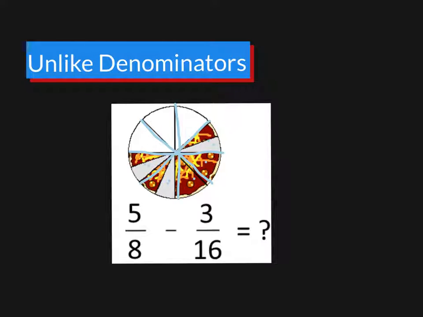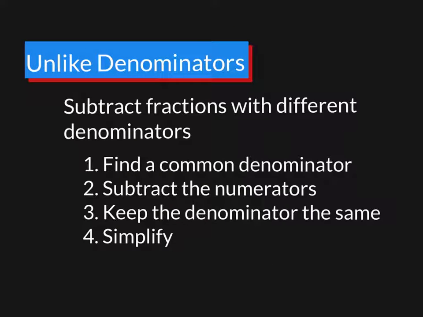Well, how can you subtract 3/16 from 5/8? The pieces aren't the same size, so you can't figure out how much you have left. So to subtract fractions when the denominators are different, the first thing you do is find a common denominator and make equivalent fractions with the same denominator. Then you subtract the numerators, keep the denominator the same, and then simplify or reduce.